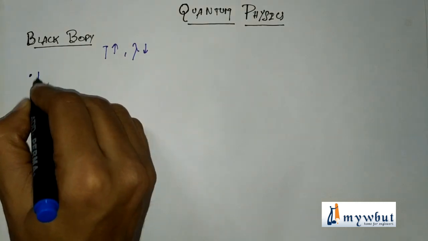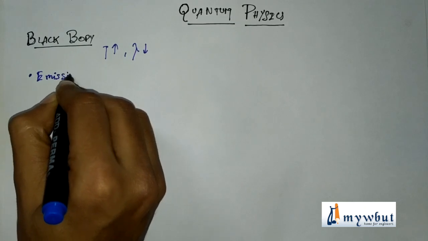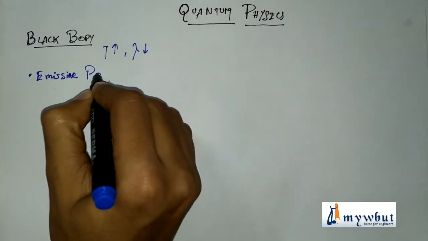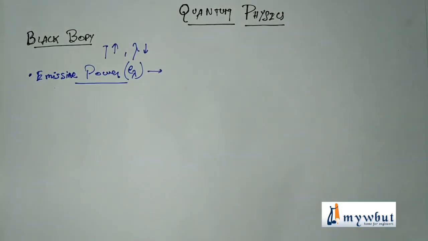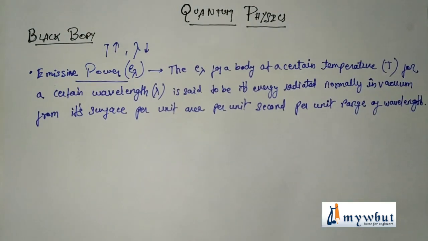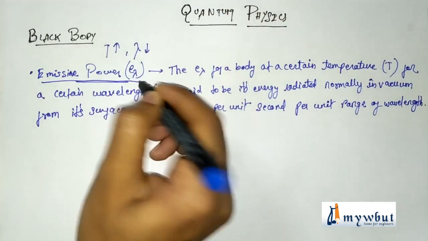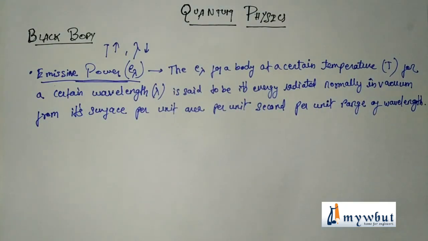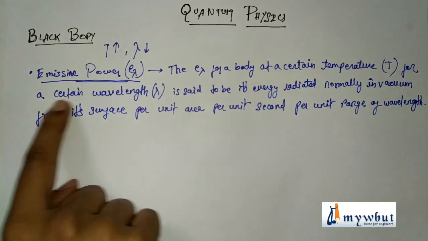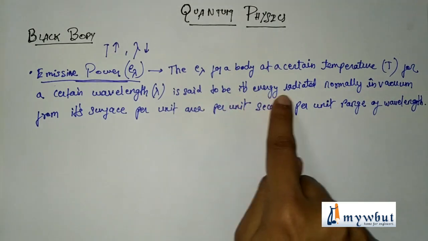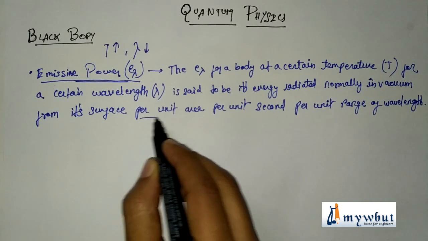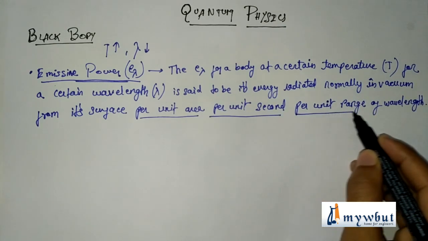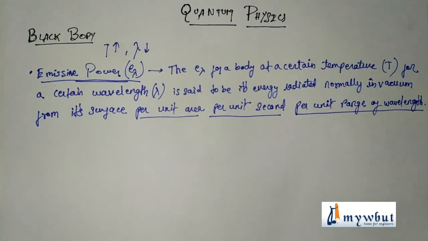Now we will define what is known as emissive power, denoted by E lambda. What is emissive power? Let me write the definition briefly for you. The emissive power of a body at a certain temperature T for a certain wavelength lambda is its energy radiated normally in vacuum from its surface per unit area, per unit second, per unit range of wavelength. This is the definition of emissive power.